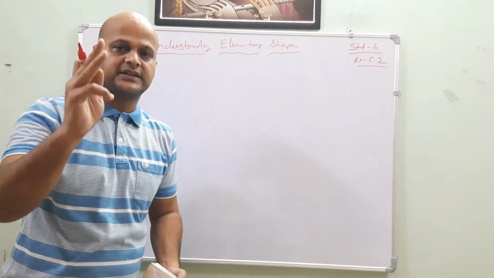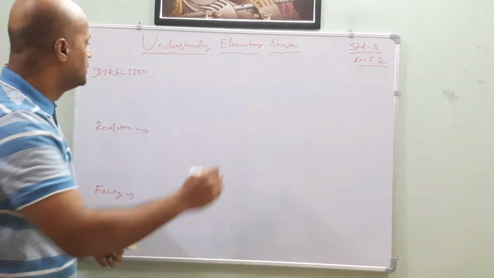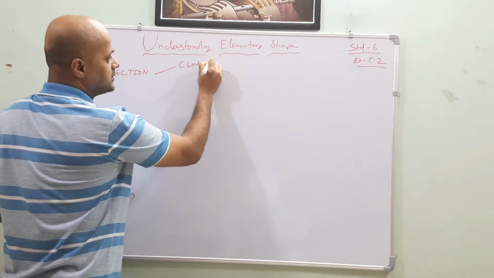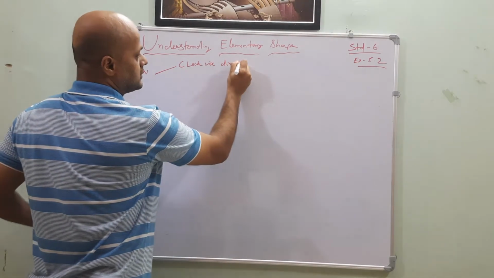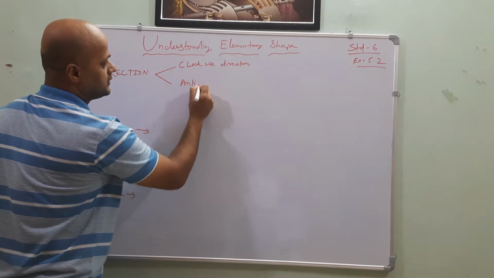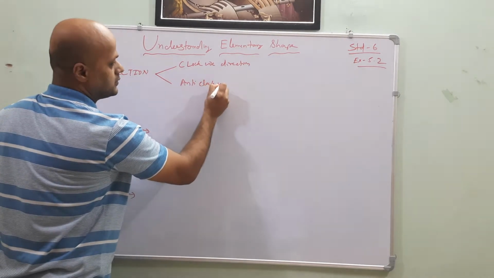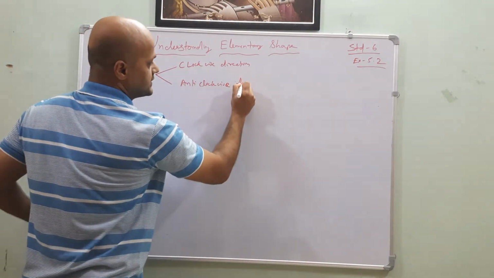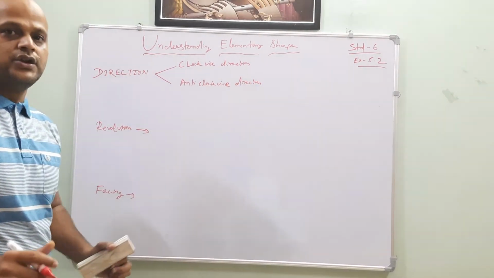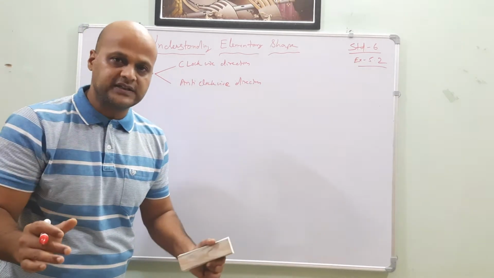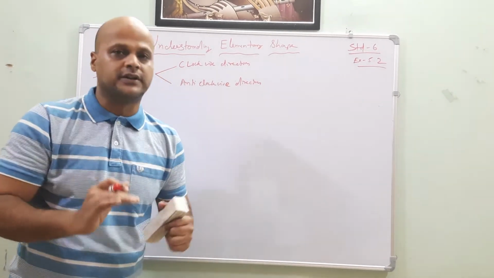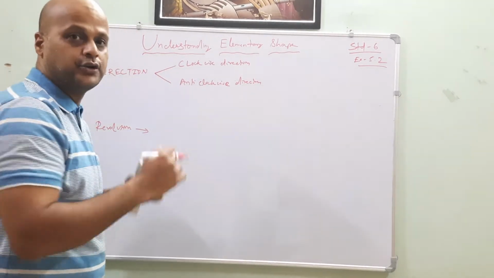There are two directions. What are they? It is clockwise direction and anti-clockwise direction. What is the meaning of clockwise direction and anti-clockwise direction? First you have to remember that. Let's do it.